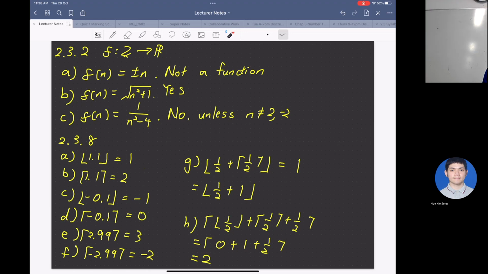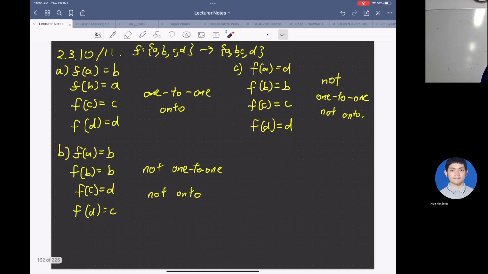Next one is 1 over n squared minus 4. Okay, it's not a function. Why? Because if you put 2 and minus 2 in, you get 1 over 0. So it's undefined. Okay, so if you change your domain to take away 2 and minus 2, then this function is defined. Okay. And then 2.3.8 is just testing whether you know the floor or ceiling or not. Floor and ceiling.